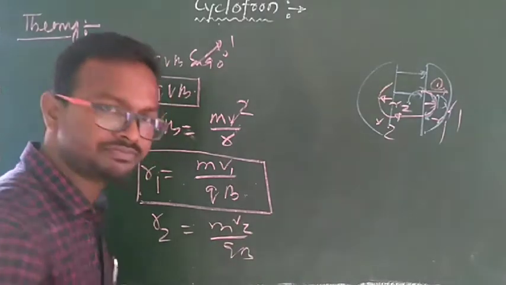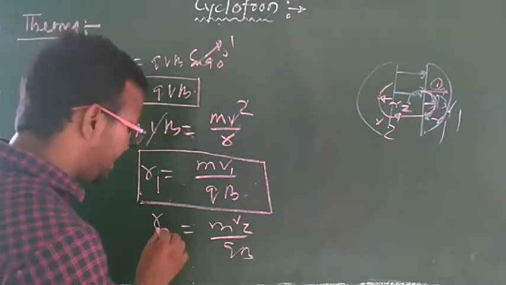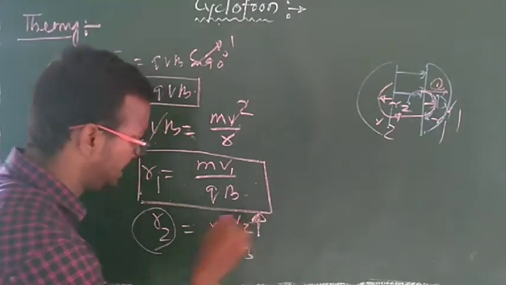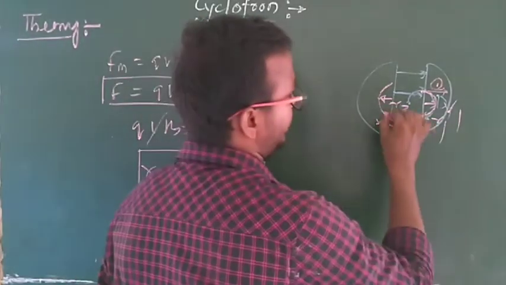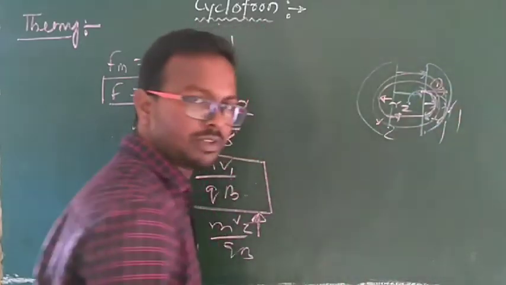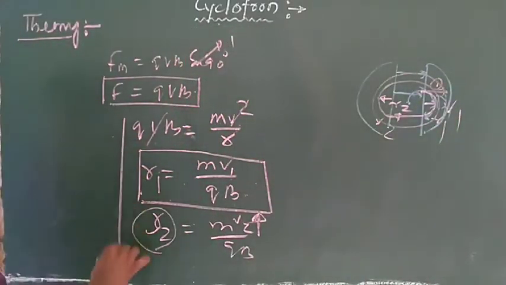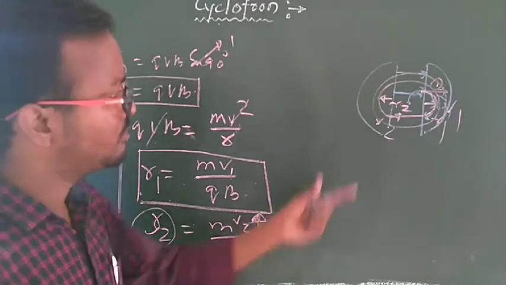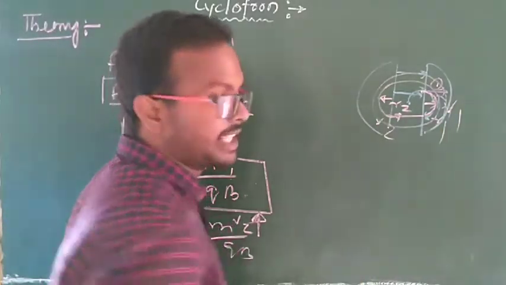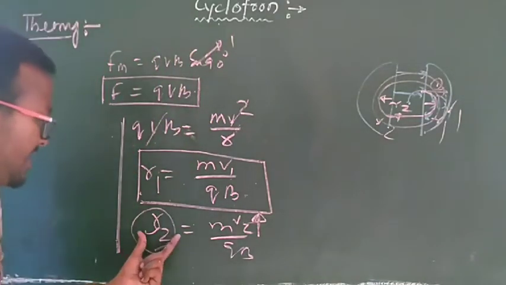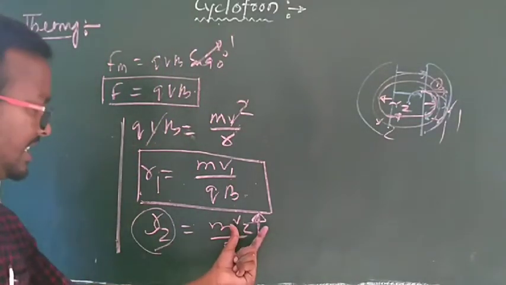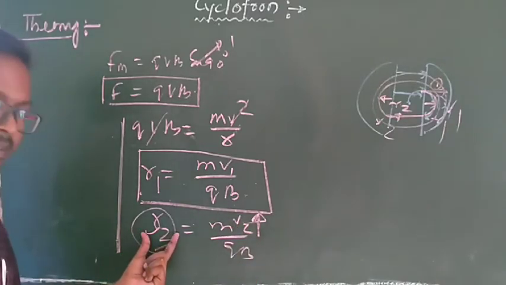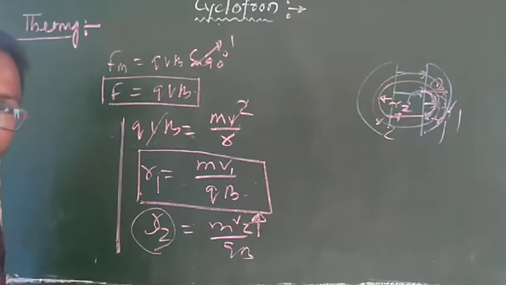By qB. Clear? That means if velocity increases, then the radius increases. So it describes a circular path in this way. This is the radius of a charged particle moving in an electric field and a uniform magnetic field, and this radius depends on velocity. If velocity increases, then the path of the charged particle also increases.